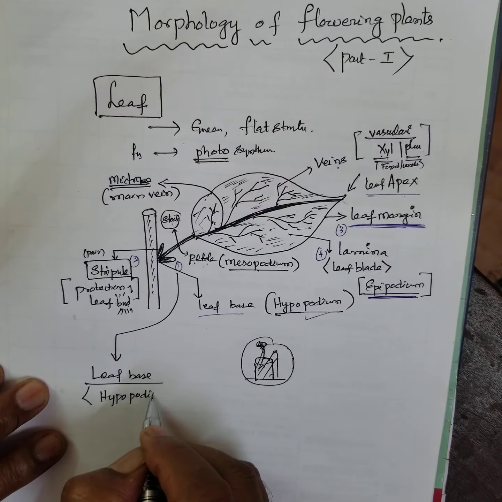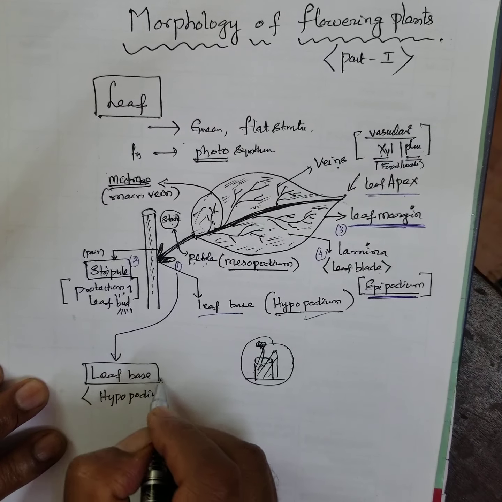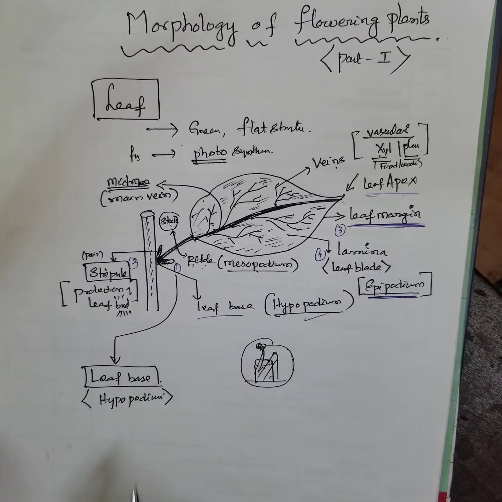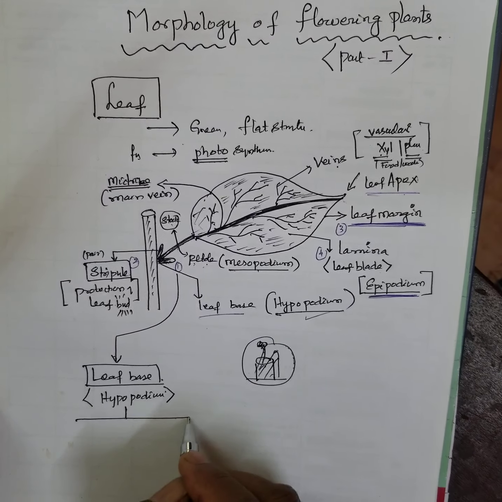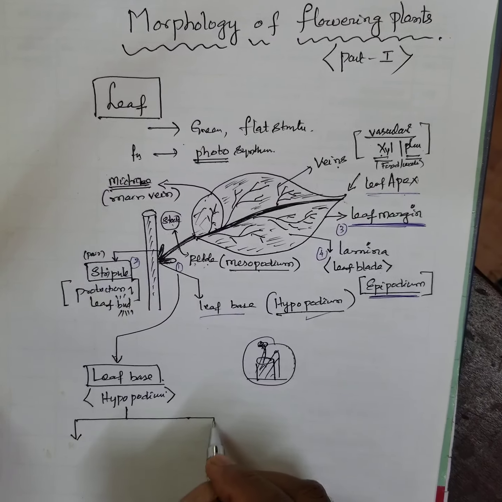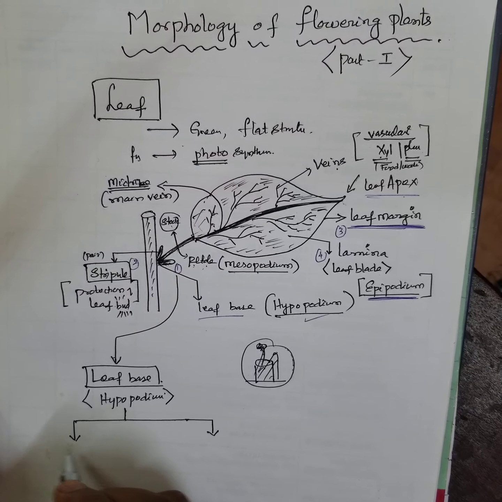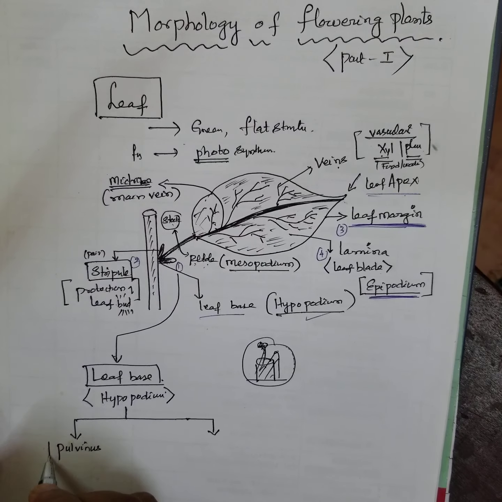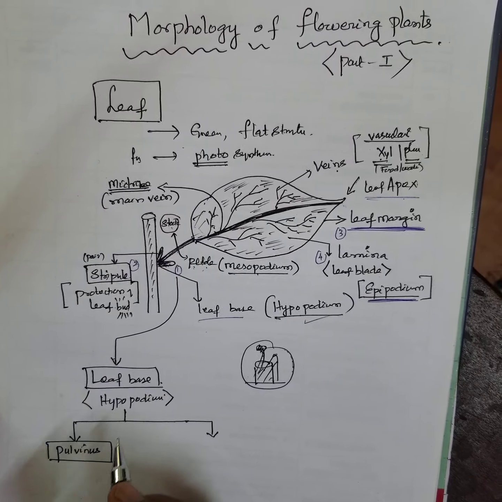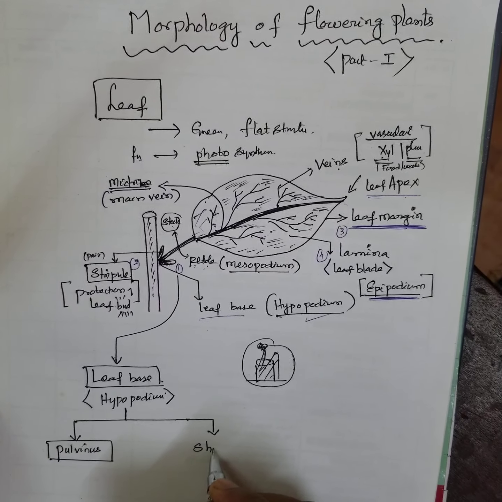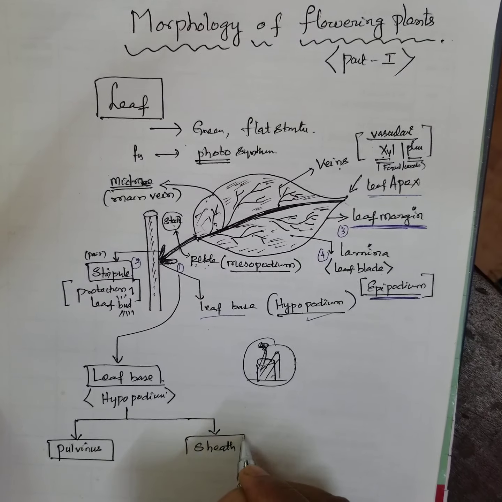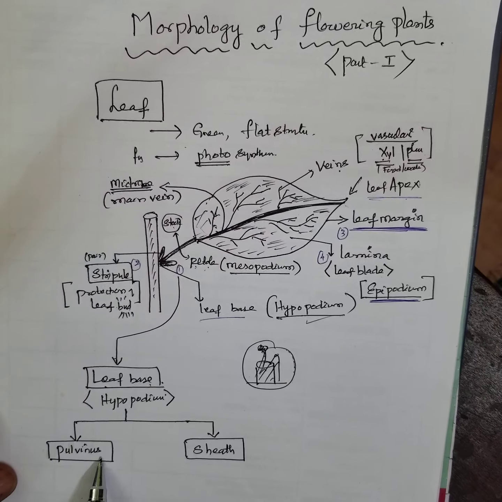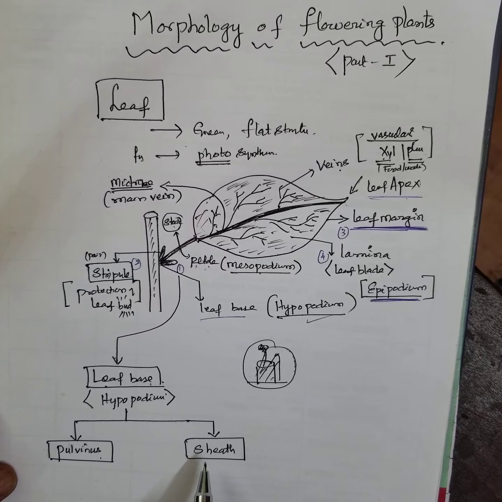Hypopodium, right? Hypopodium. See, this leaf base, that is hypopodium, is modified in two ways. It is modified by two types. One we call pulvinus, right? Another is sheath. There are two types of modification of leaf base. One is what? Pulvinus. Another is sheath.